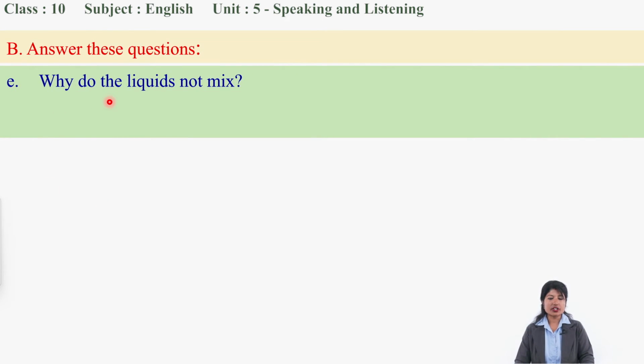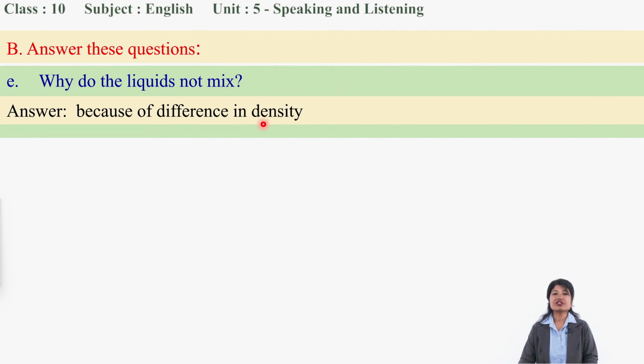Then the final question is left, that is, why do liquids not mix? We have already told why they stay in different layers. What was the reason? Because of the difference in density. They have different densities. That's why they form different layers and do not mix with each other. Okay, so with this we have completed our question answer session as well.